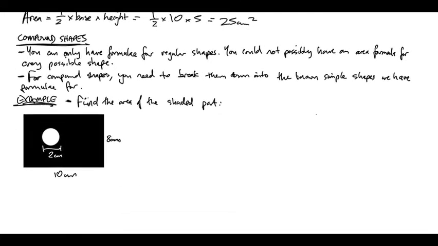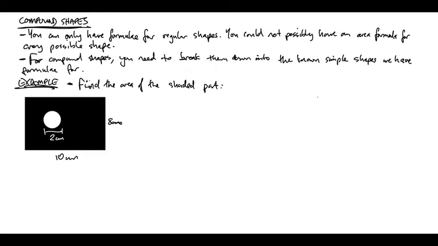Now, the one where I will be trying to help you with is compound shapes. Do a bit more in-depth example here. We have to deal with this because you can only have a formula for the regular shapes. You can see it already takes up 3 pages in the textbook. It'd be ridiculous, and you could not possibly have an area formula for every possible shape that could ever be made, because that would be infinite, okay?